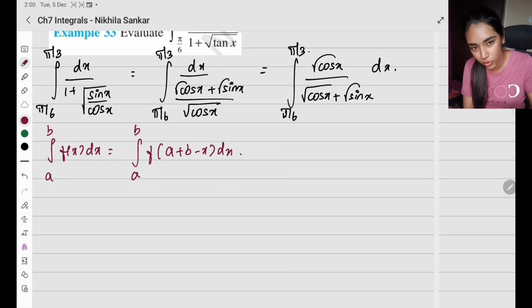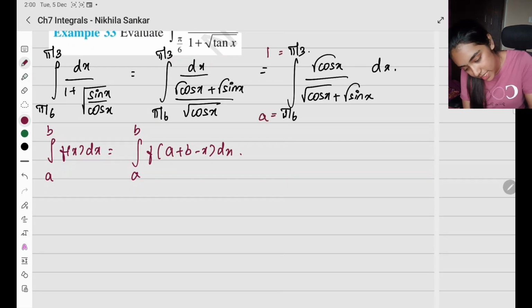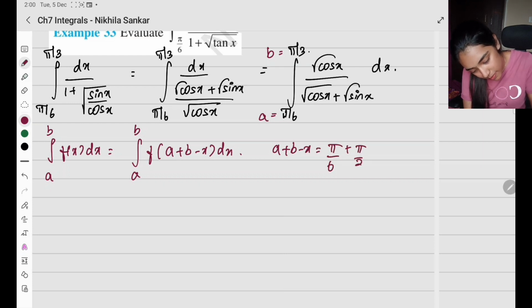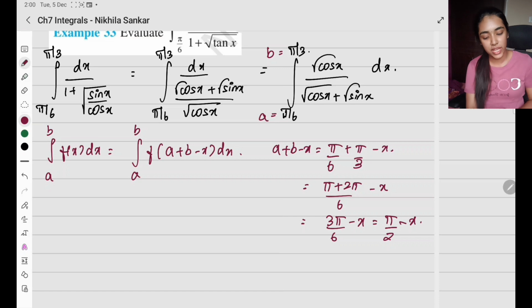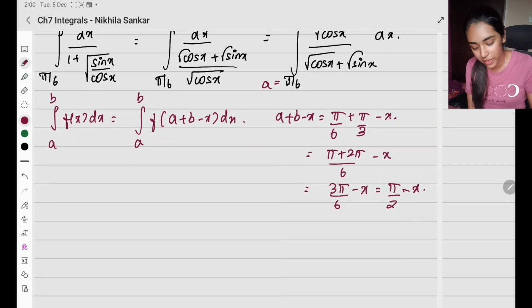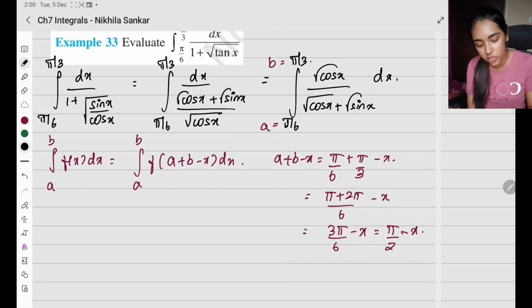If we find that first, it will be easy inside the bracket. So a's value is going to be pi by 6 and b's value is pi by 3. So a plus b minus x is going to be pi by 6 plus pi by 3 minus x. When I take the LCM, I have pi plus 2 pi divided by 6 minus x, which is going to be 3 pi divided by 6 minus x, which is nothing but, cancelling, pi by 2 minus x. So a plus b minus x is nothing but pi by 2 minus x. That's all, it went very simple. Complementary angles.